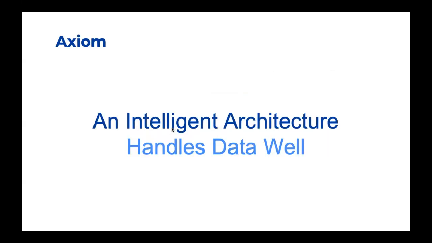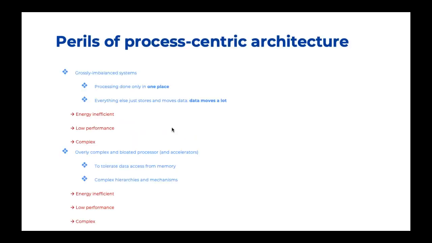So what's our goal? We should create an intelligent architecture to handle data well. We don't need a process-centric architecture. These are the perils of process-centric architecture. We see that we have an imbalanced system. Why? Because the processing is done in only one place. The other places are just for moving data. So it's energy inefficient. It's like we have, for example, water in my room. If I have water in my room, it doesn't need much energy to get it.